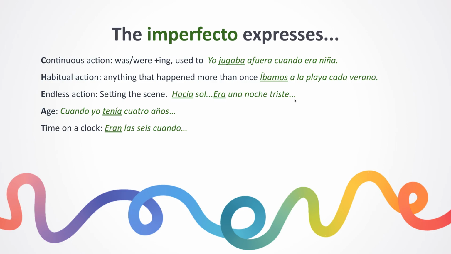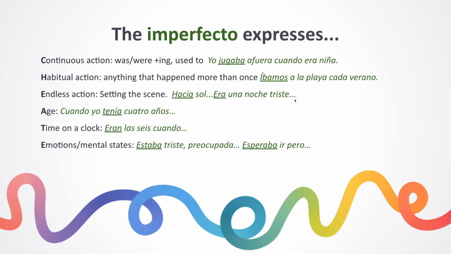T, time on a clock. When we tell time in the past, we use the imperfect. So this same sentence in the present would be son las 6. You're probably familiar with that. But when you say it was 6 o'clock, son goes to imperfecto. That's why it's eran las 6. It was 6 o'clock when, and that's also kind of like setting the scene as well. But we use imperfecto for time on a clock.